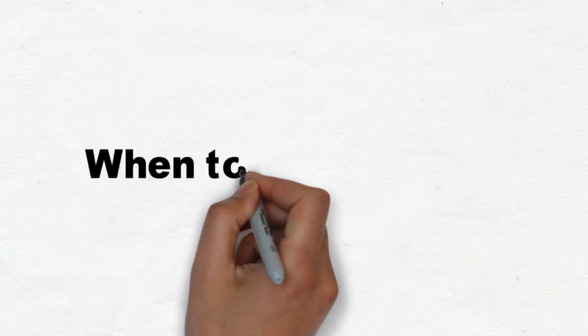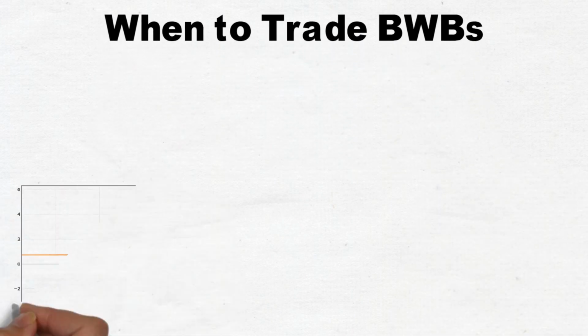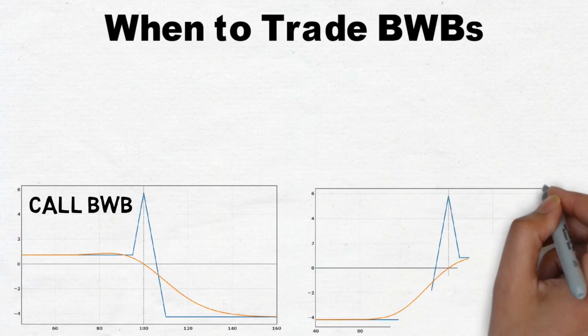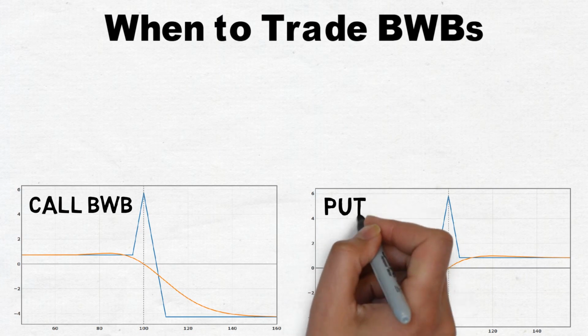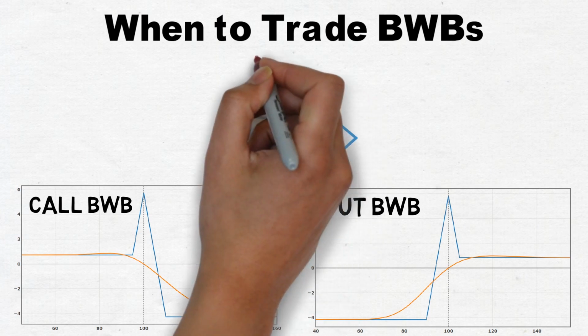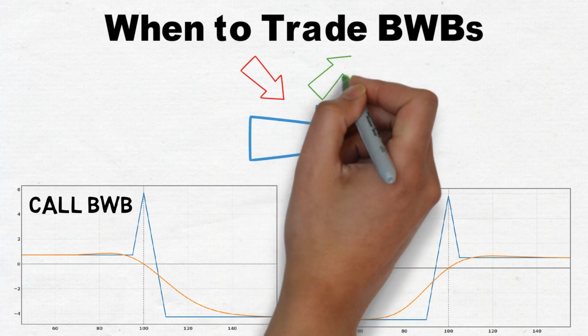Last but not least, let us sum up how and when to trade broken wing butterflies. First of all, here are the payoff profiles of a call and put broken wing butterfly. From these, you can see that broken wing butterflies are first and foremost neutral strategies. Call broken wing butterflies are slightly bearish and put broken wing butterflies are slightly bullish.